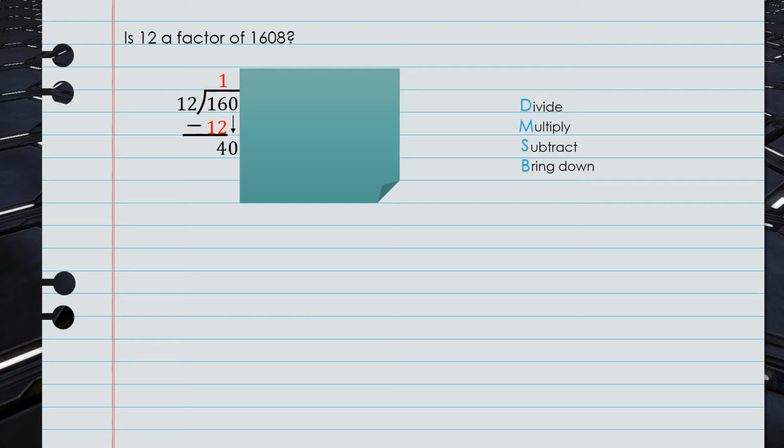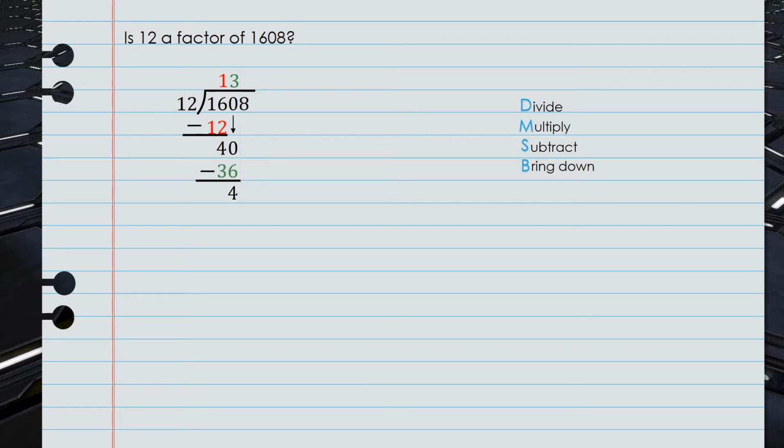Now we do those steps all over again. We go back to divide. How many times can 12 go into 40? 3 times. Now we multiply. 3 times the 12 is 36. After we multiply, we're now ready to subtract. 40 minus 36 is 4. Move my Post-it, and we're ready to bring down our last value.